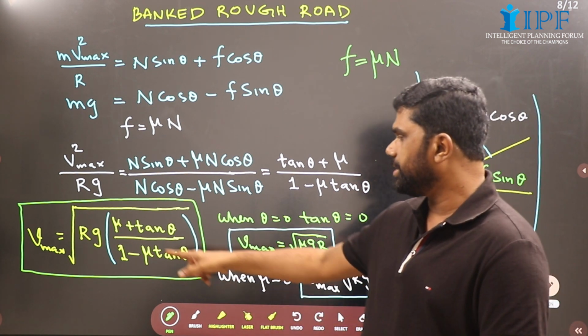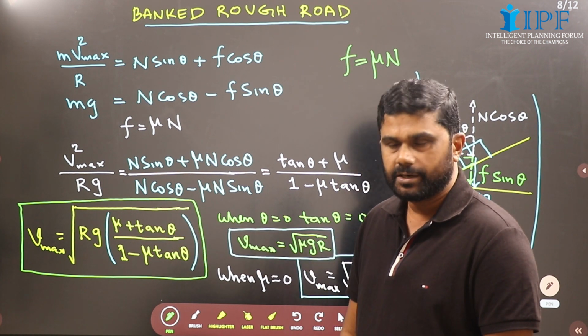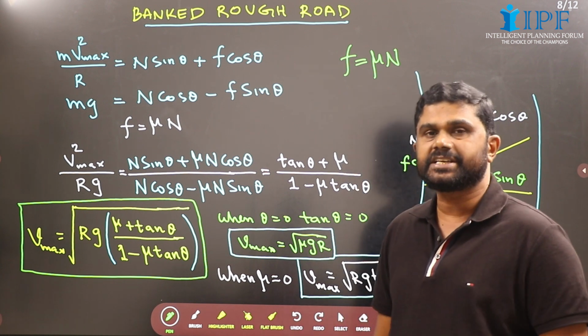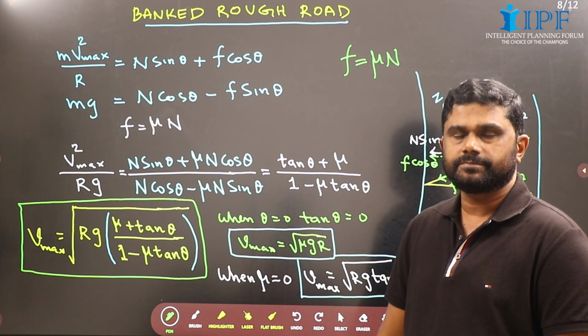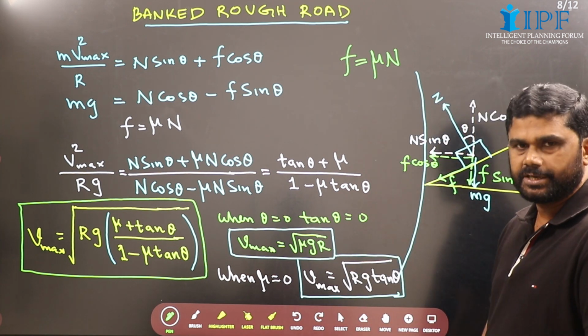When mu equal to 0, this term's numerator will become tan theta and the denominator will become 1. So it will be rg tan theta. See what we have got in the second case: v equal to root of rg tan theta, right?